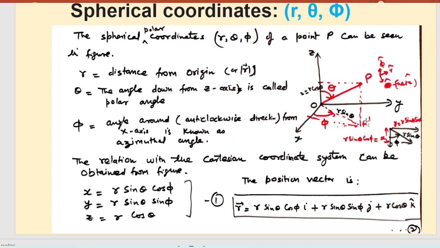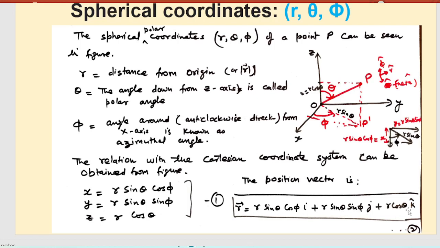r sin theta is OP prime. This OP prime makes angle phi with the x axis. If we plot this xy plane here, r sin theta is a vector, so it will have two components. Suppose a vector of magnitude a is here, then a cos phi and a sin phi are the components along the x axis and y axis. So z is simply r cos theta, as we have already seen, and x will be r sin theta cos phi. The y component will be r sin theta sin phi. Using these x, y, z values, the position vector is r vector equal to r sin theta cos phi i cap plus r sin theta sin phi j cap plus r cos theta k cap.